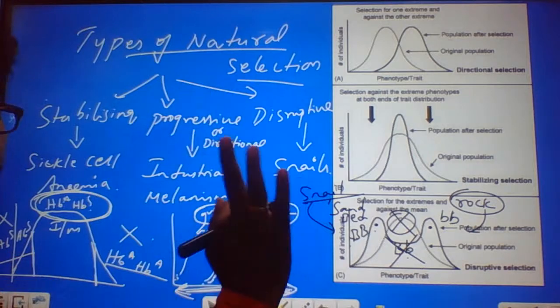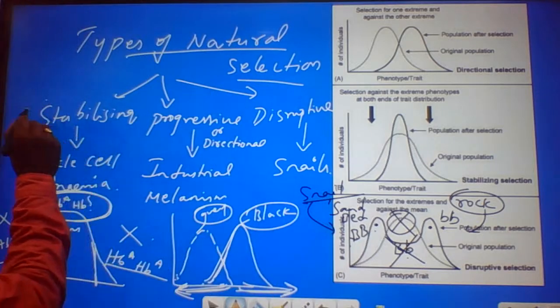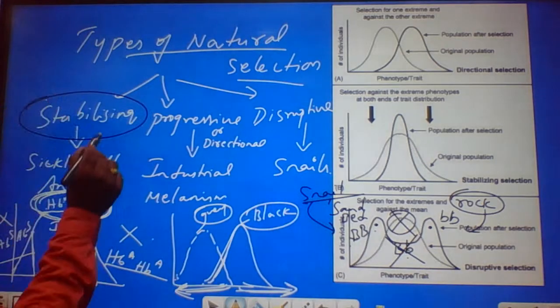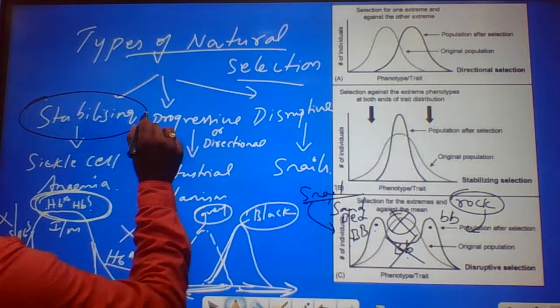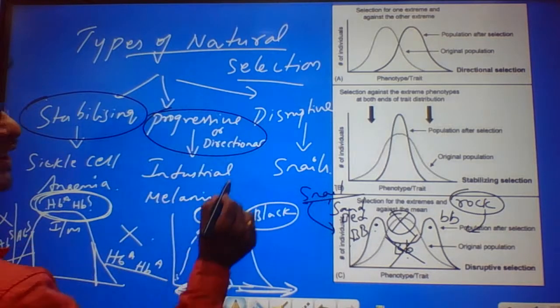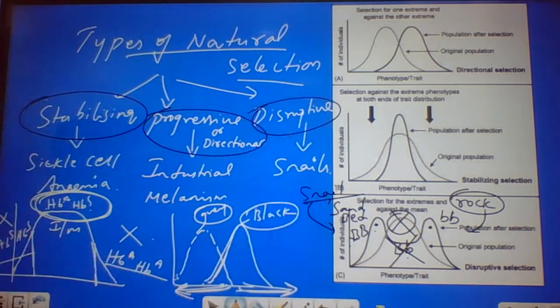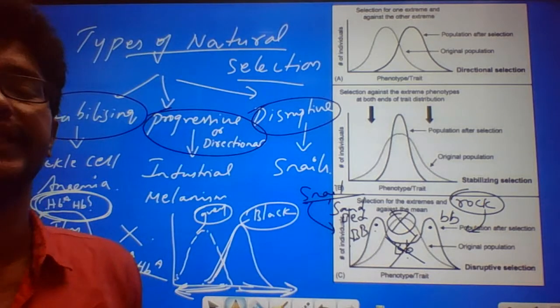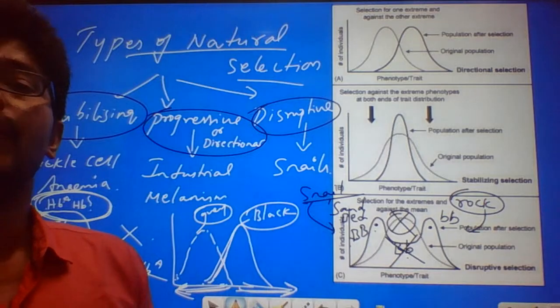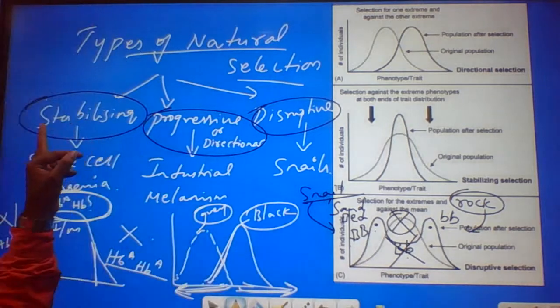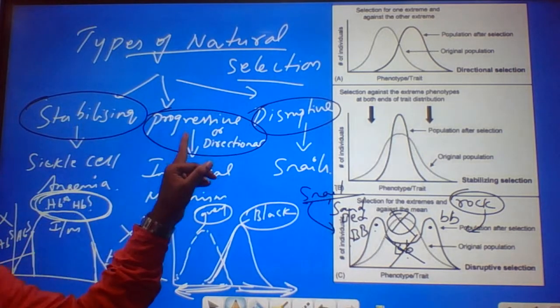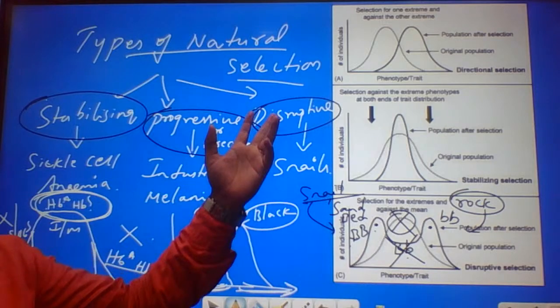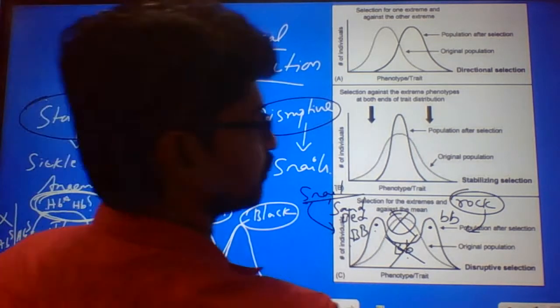So there are three types of natural selection. What are the three types of natural selection? Stabilizing, progressive or directional type, and disruptive type of natural selection. So depending upon the scenario where the nature goes on selecting the organisms, either it can be stabilizing, or it can be progressive, or it can be disruptive. So a few other examples also I can give.